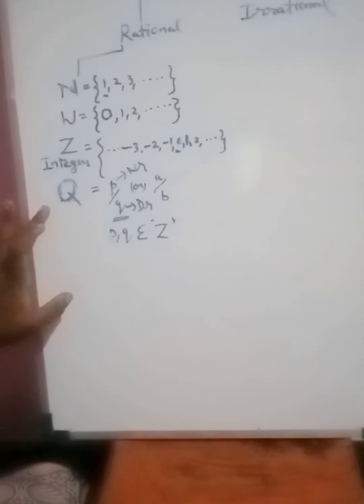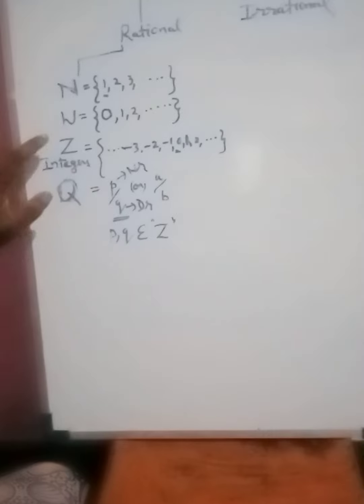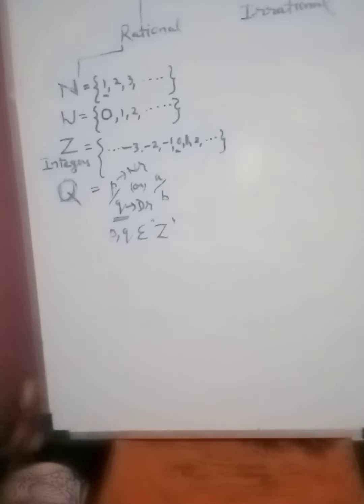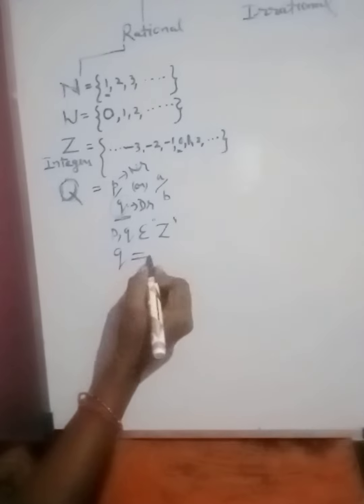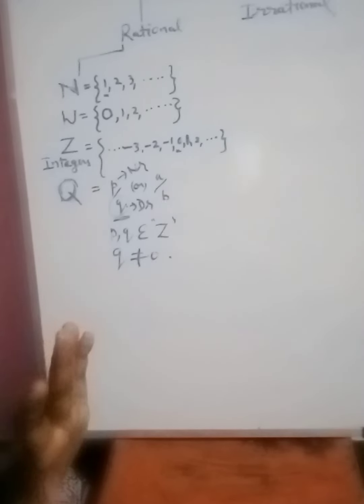A rational number can be represented in the form of a fraction, that is P by Q, where P and Q are integers. What are integers? Negative numbers, 0 and positive numbers are called integers. And this denominator Q should not be 0. This is the definition of a rational number, children.